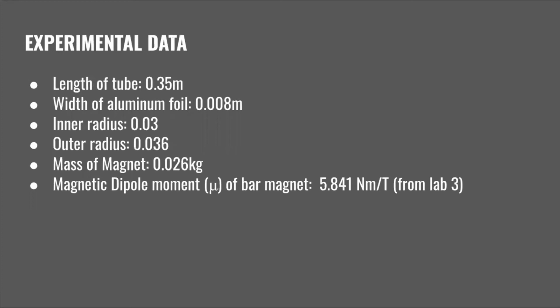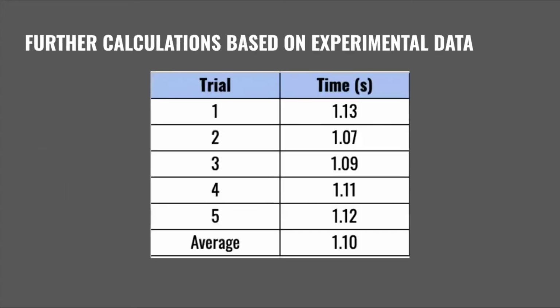And then this is some of the experimental data I measured, so I won't go through it. For the magnetic dipole moment, it should be noted that I used the same one from lab 3 because it's essentially the same magnet. Then further calculations based on the experimental data are the following, and as we can see, this is just the average time, and the average time is 1.10 seconds.